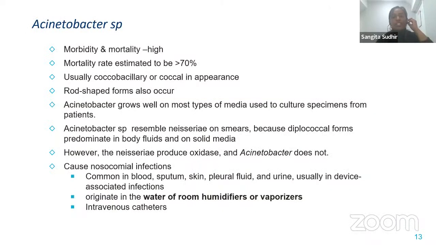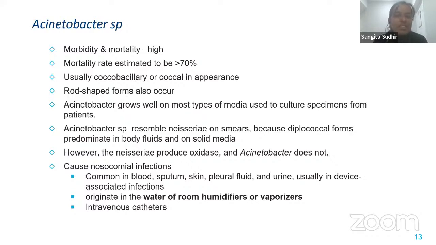Now moving on to Acinetobacter. As you know, Acinetobacter has been causing a lot of mortality and morbidity. You may have seen this within your hospital itself. The mortality rate is estimated to be more than 70%. Although they are rod-shaped, they appear as cocobacilli. They grow well in most media.